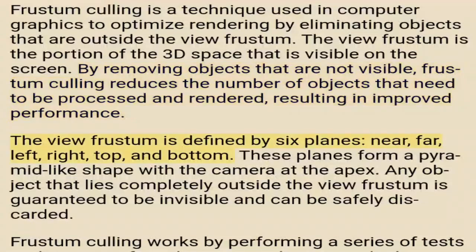The view frustum is defined by 6 planes: near, far, left, right, top, and bottom. These planes form a pyramid-like shape with the camera at the apex. Any object that lies completely outside the view frustum is guaranteed to be invisible and can be safely discarded.